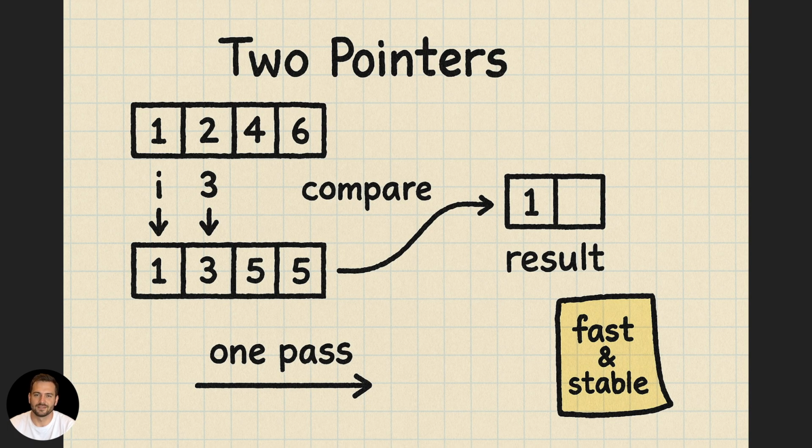It is fast and stable. We keep one index for each array. We compare the current elements, push the smaller one into the result, and move that array's index forward. Because both arrays are sorted, the smallest overall element is always at one of the 2 heads. Doing this in one pass keeps the final array sorted. Here is the solution, line by line.